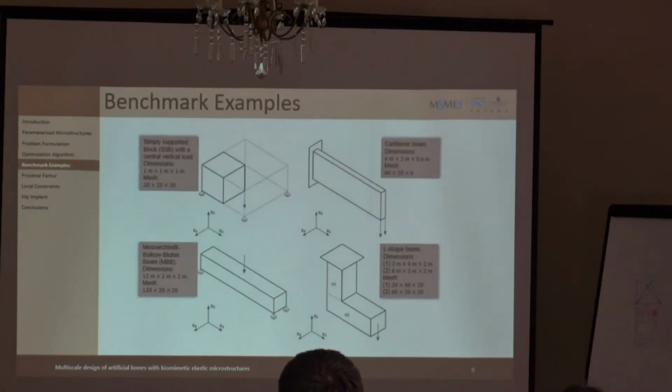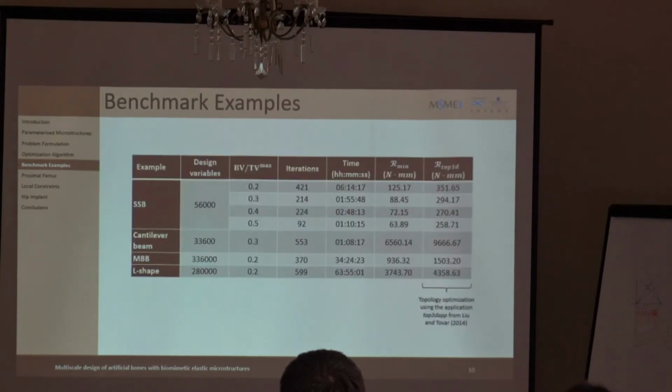In order to verify the method, we use 4 benchmark problems: a simply supported block with a central vertical load, a cantilever beam, an MBB beam, and an L-shaped beam. We solved these problems with different restrictions on the global solid volume fraction. And we compared the results with the topology optimization method, just to have a qualitative comparison for our method.